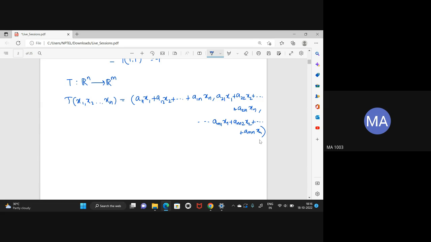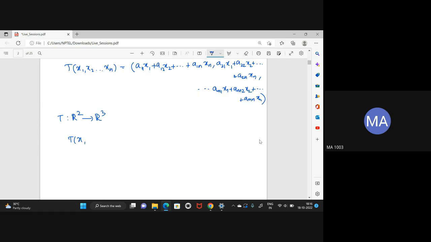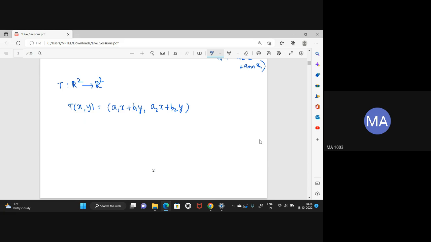Yes, ma'am. So if I take R2 to R2, T of (x, y) is going to look something like (a1 x plus b1 y, a2 x plus b2 y). This is how a linear transformation is going to look. Just by looking at the function, if we want to check whether it is a linear transformation or not, this is how it's going to look.